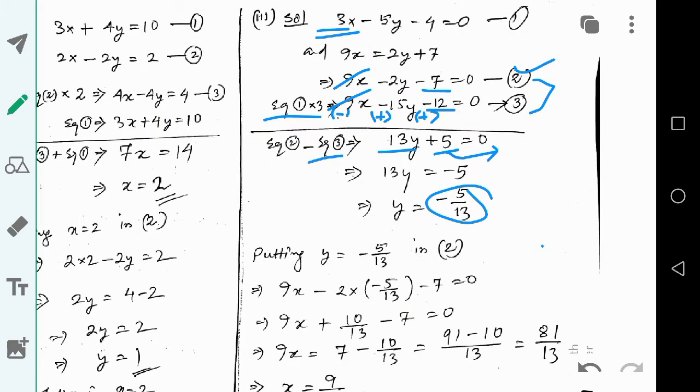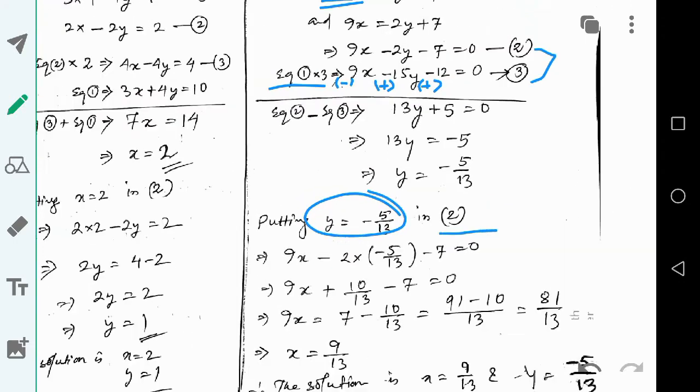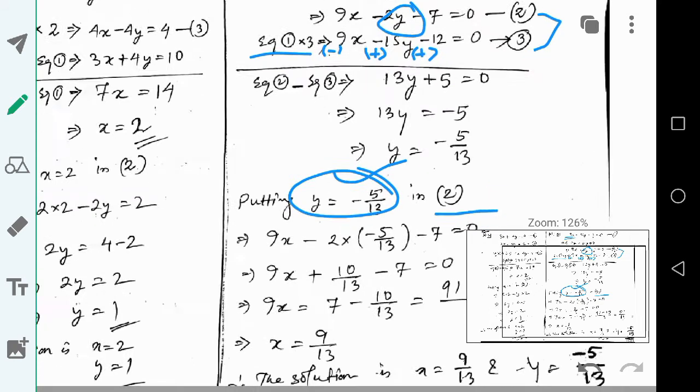Now use this value of y in any one of these two equations, 1 and 2. Okay, I have used this value in equation number 2. So if you use this value in equation number 2, then what will happen? So let me clean the page. Okay, so let us use putting y is equal to minus 5 by 13 in equation number 2. So if you put this in 2, you just need to replace this y by this value of y. Okay, very simple.